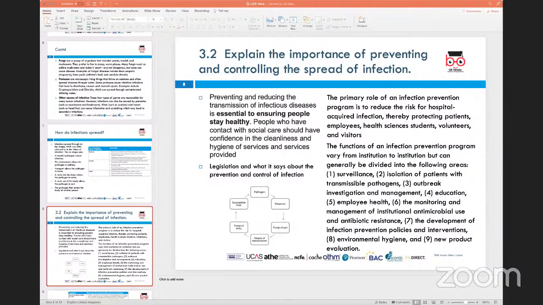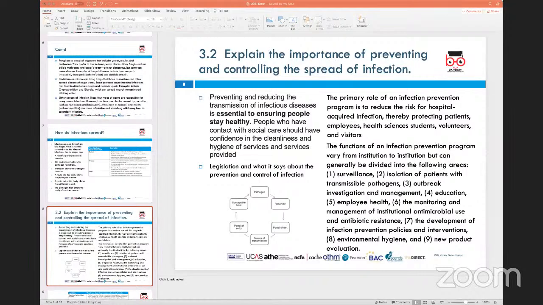So now we will look at discussing the second assessment criteria, which is related to how do we look at preventing infection. How do we control infection? How do we prevent infection? Now, there are lots of reasons why infection control or prevention is required.